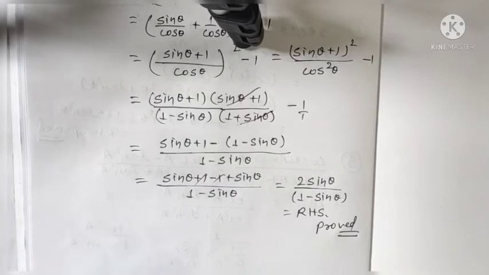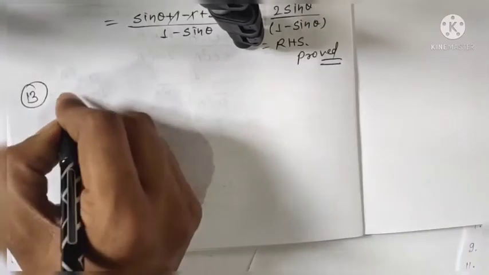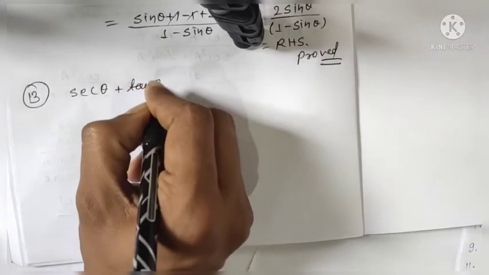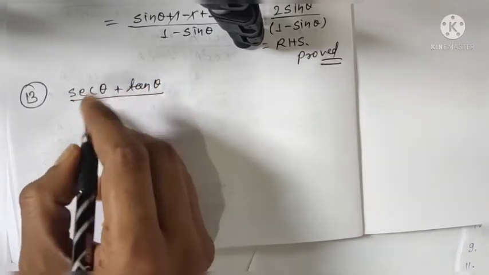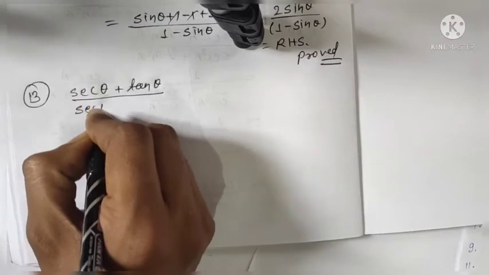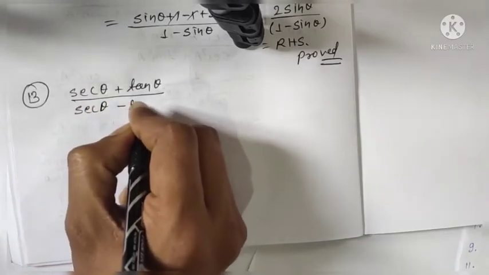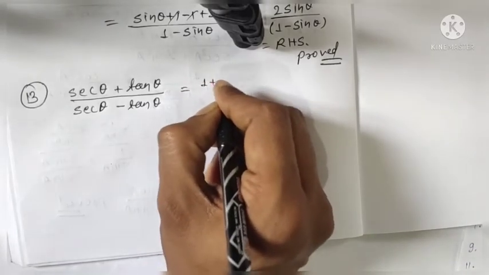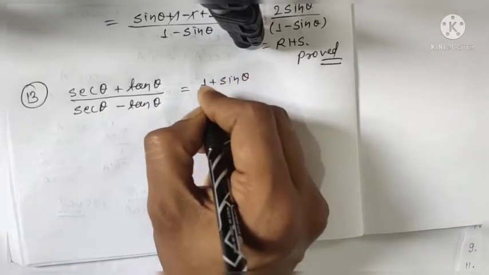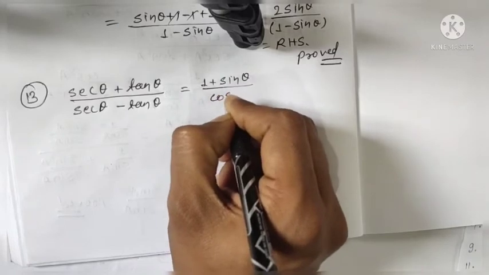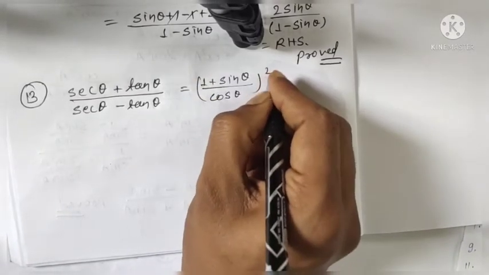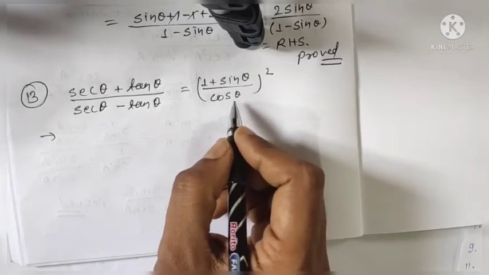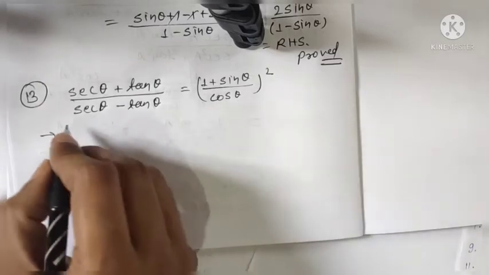Easy, right? Now question number 13. Question number 13 is (sec theta plus tan theta) divided by (sec theta minus tan theta) is equal to (1 plus sin theta) by cos theta, whole square. In this question, the right hand side is looking complicated, so we are going to solve the right hand side.